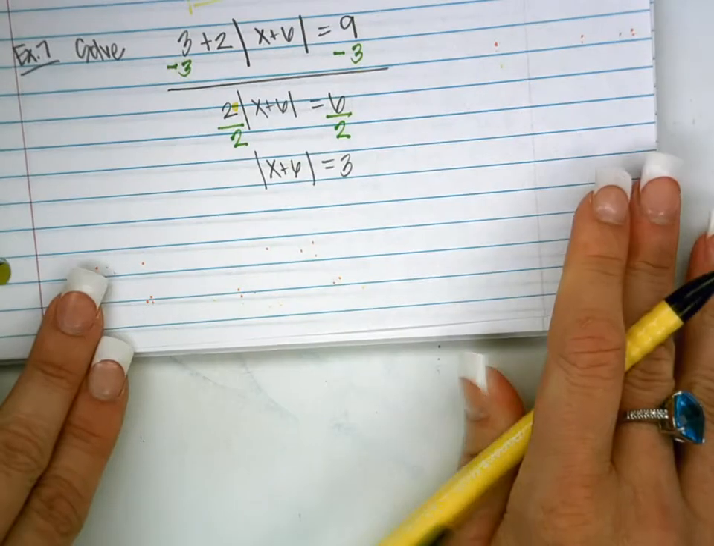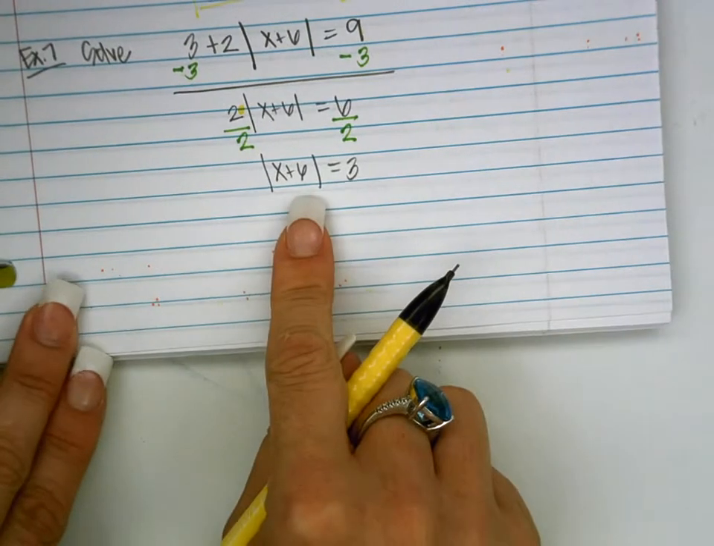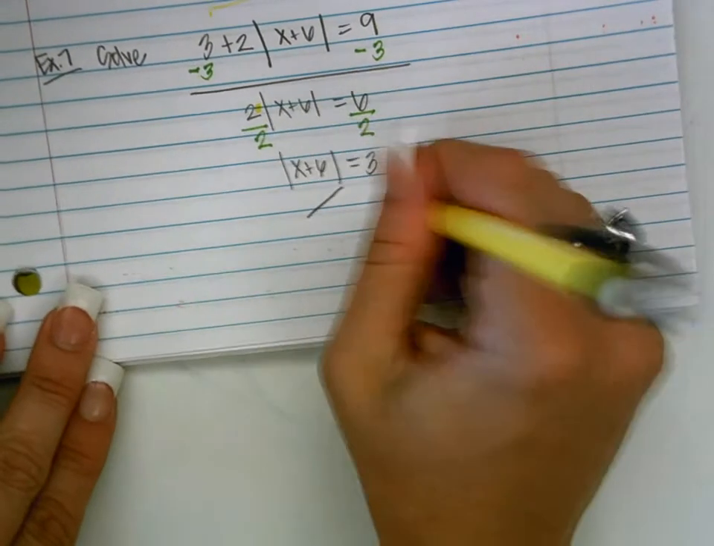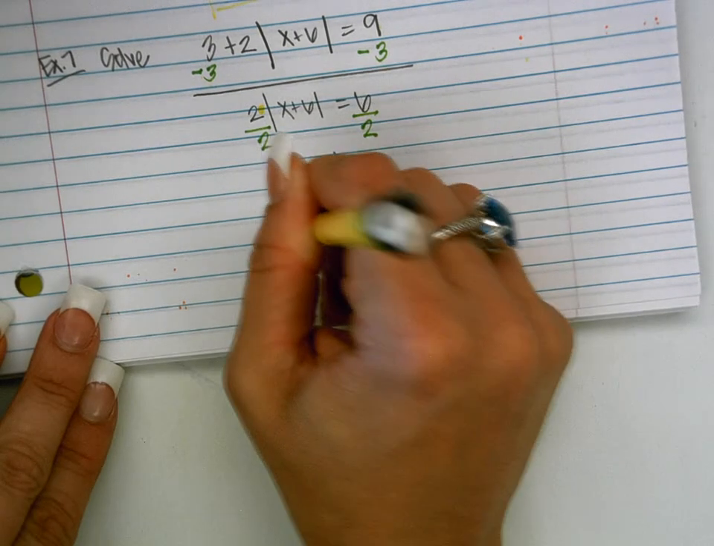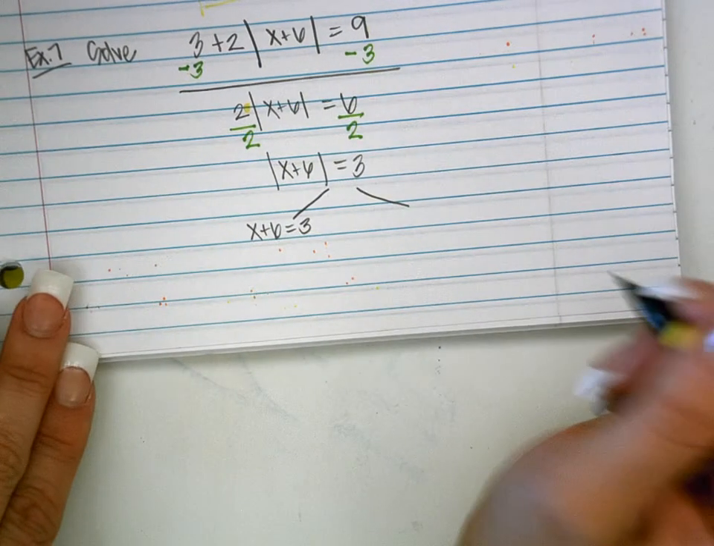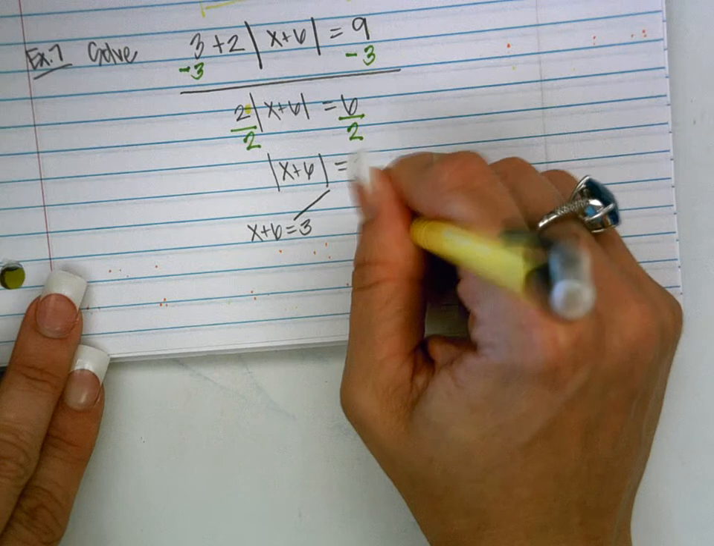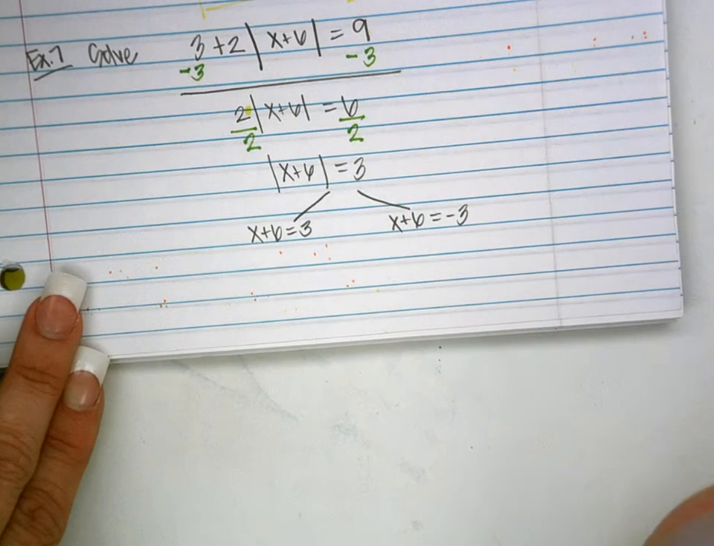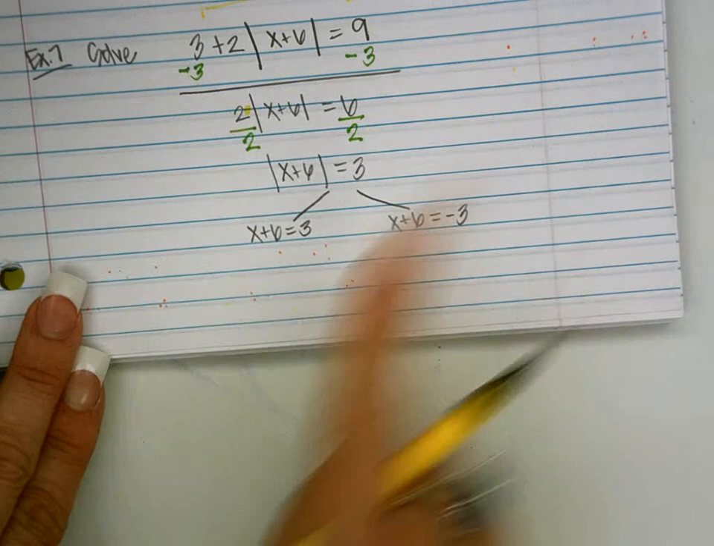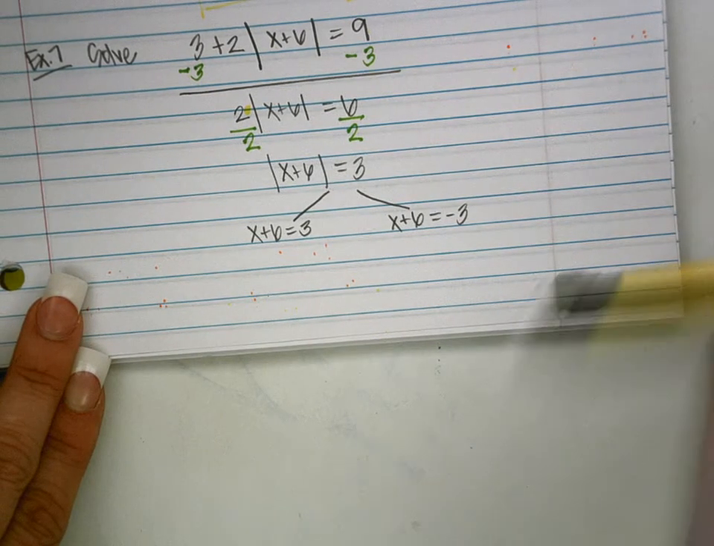Now, once you have the bars all by themselves, you break them apart to become 2 different equations. So x plus 6 equals 3. The first one's always really easy. We just rewrite but drop the bars. The second one, rewrite what was inside, change the sign to be negative. Using the inverse operation, how do I get rid of the 6? Do I add, subtract, multiply, or divide?